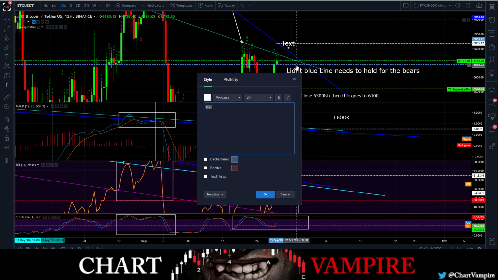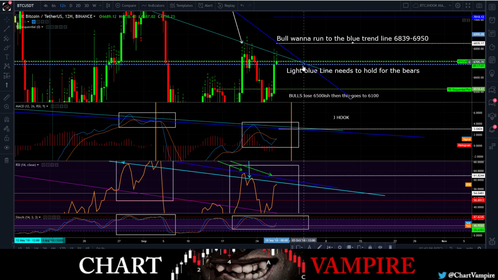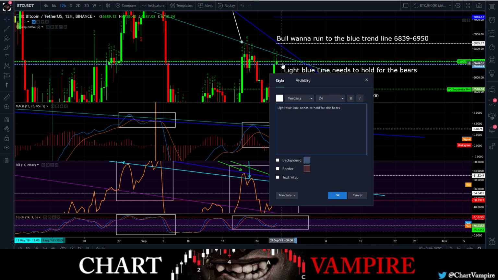Okay, bulls want to run to the trend line, and that is, what is that, 6830 to 6850. So bulls want to run to the blue trend line. The bulls were running the blue trend line, and now the bulls have got to hold, the bears have got to hold. Are you looking for this just to break this previous high of 66? You'd really want to get in here at 66.90.